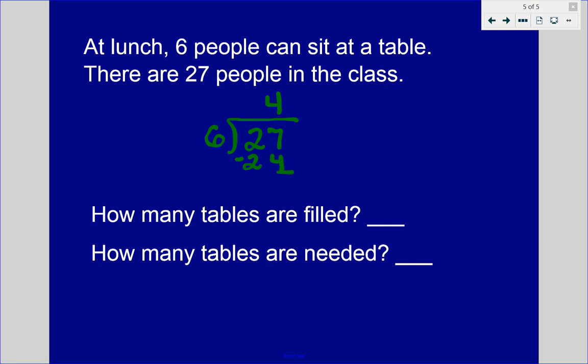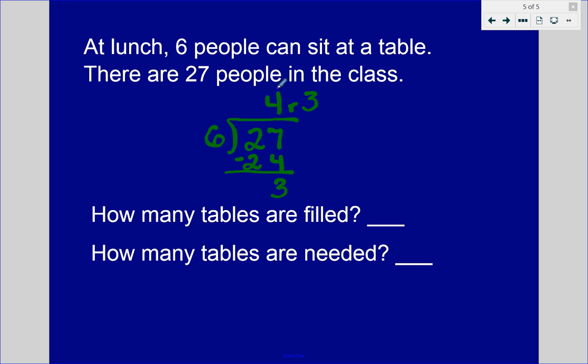Subtract. 7 minus 4 is 3. 2 minus 2 is 0. So we have 4 with the remainder of 3. Making sure this is less than that. All right, now, how many tables are filled?